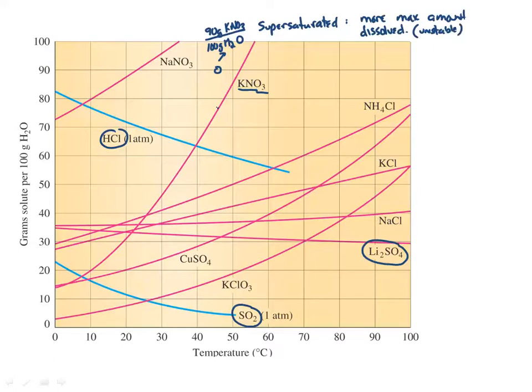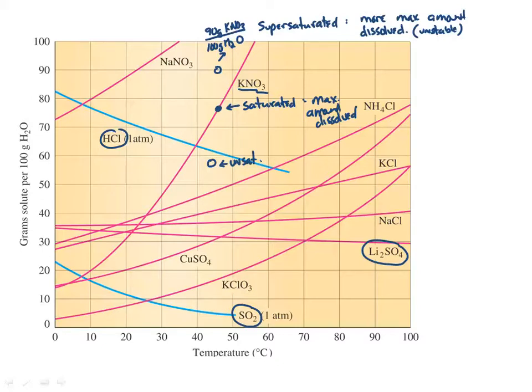And then if we're on the line, what does that point represent? That means the maximum amount is dissolved. And if we're below the line, that represents an unsaturated solution, meaning that there can be more solid dissolved in it.